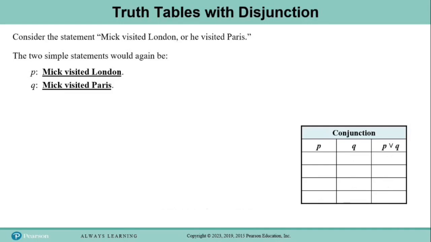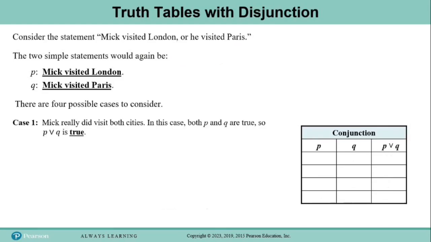So let's go back to our same two simple statements where statement P is Mick visited London and statement Q is Mick visited Paris. But this time let's put those two simple statements together with an OR. So the overall statement is Mick visited London or he visited Paris. Now case 1, where he really did visit both cities, would mean that statement P is true and statement Q is true. And if they're both true, then P or Q is also true.